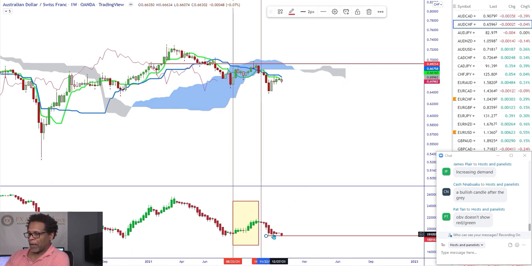We started to see decreased supply, and then now it looks like maybe it's picking up a little bit. So I would be careful here. I want to make sure.